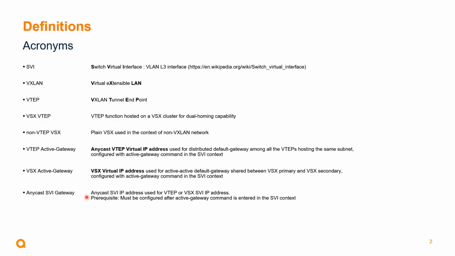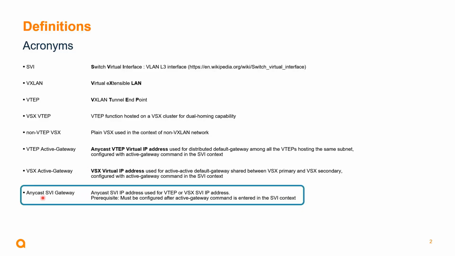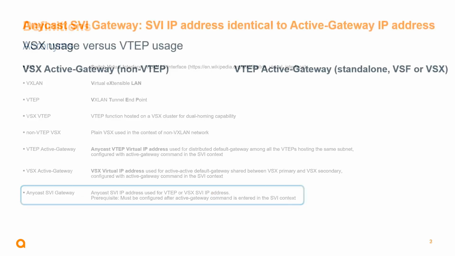And then what we discuss today is the Anycast SVI gateway, which is really the same IP address used on the SVI as on the Active Gateway, regardless of whether we are talking about a VTEP or a VSX SVI IP address. And the prerequisite we'll see is to have the Active Gateway command entered in the SVI context.